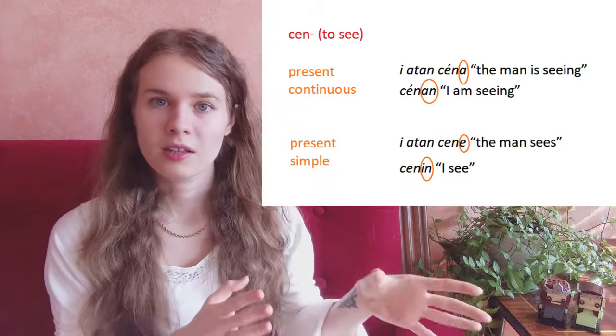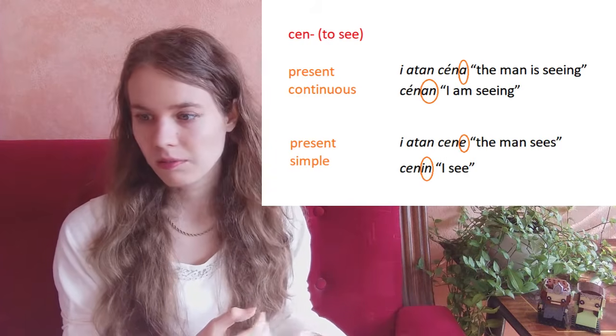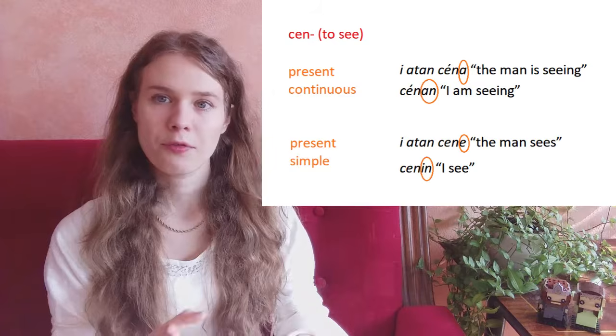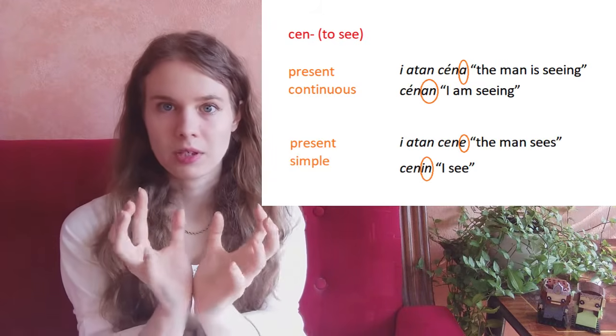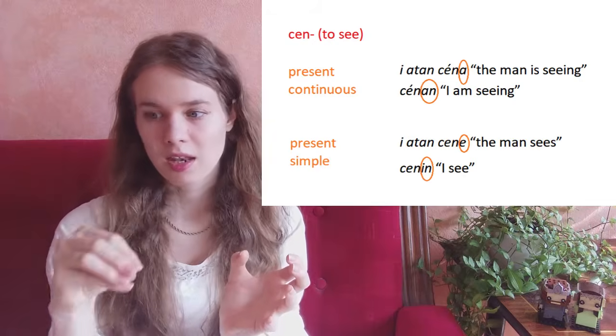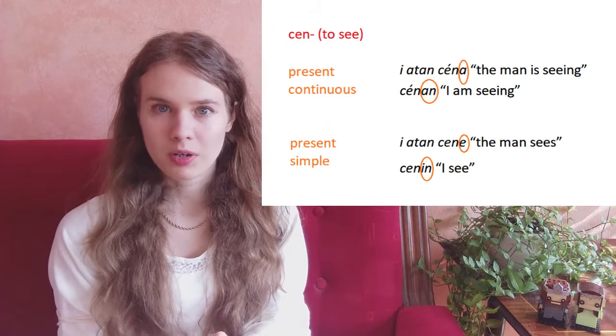Let's compare the 2 Quenya present tenses. Iatan kena, the man is seeing. Iatan kene, the man sees. So here we have the verb stem ken, and then everything else is the ending. Kena, kene. This isn't as straightforward because the verb endings depend on the verb type. Remember the verb groups, right? And also on whether it ends on a consonant or on a vowel. So the whole thing gets a bit more complex.